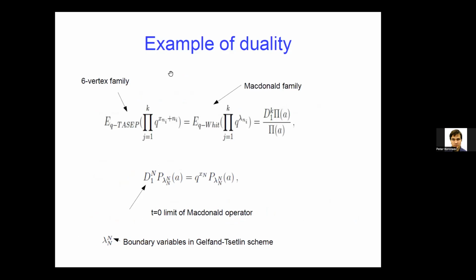Another example, some limit of the same story: we consider some degeneration of the six-vertex model, the so-called q-Hahn, consider some observable and its expectation value, and on the other hand, consider the degeneration of the Macdonald measure and evaluate some other quantity with it, and once again we have a relation between two seemingly different objects. Let me comment that this is the operator which is the limit of the Macdonald operator, and some Gelfand-Tsetlin scheme is involved in this picture.